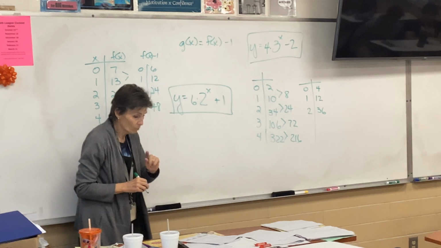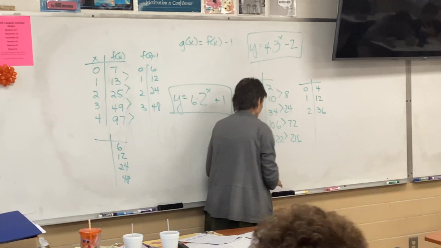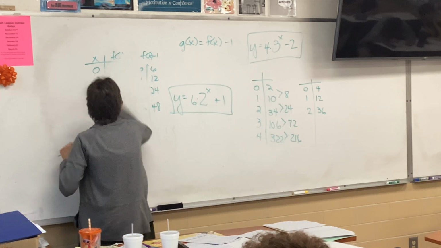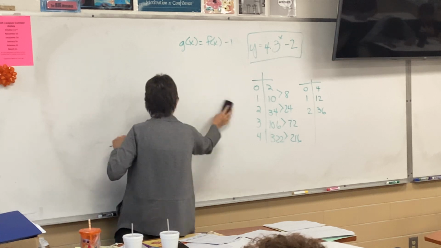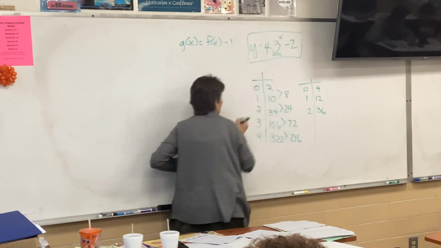All right, there's one more, try it on your own with your partner. Can you come up with, ultimately, the equation? So first of all, figure out if it's exponential. That will give you your common ratio. That'll give you your base.